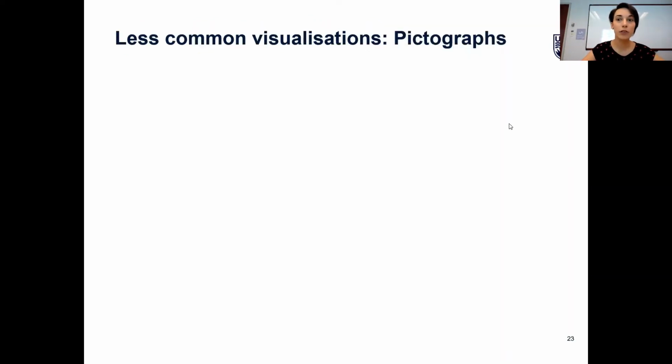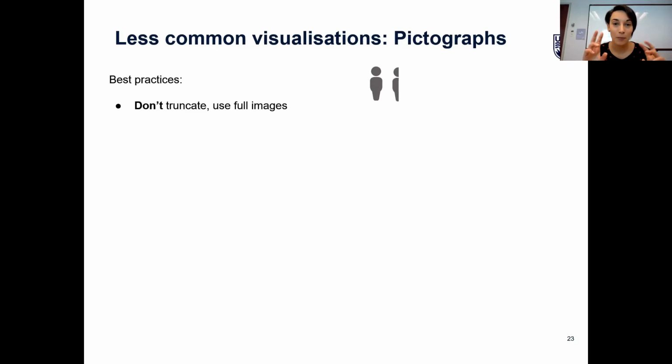So another visualization that we don't see too often in academia or research, but we do see quite often in things like infographics, and can be really useful depending on the message you're trying to get across, or to simplify information. So pictographs. An example here is a picture of a person to indicate how many people the data represent.